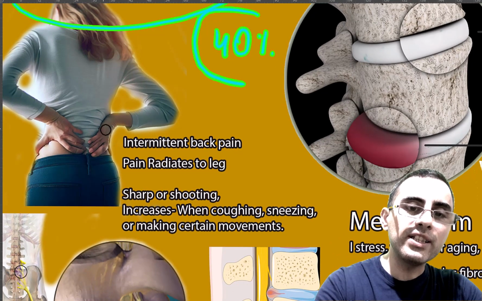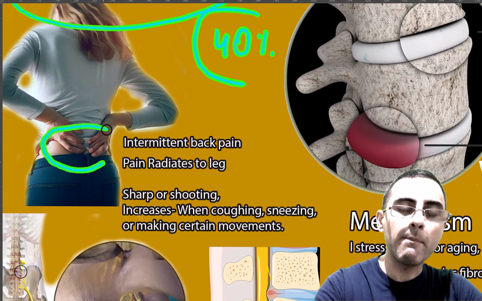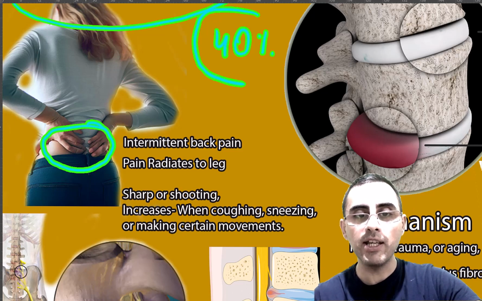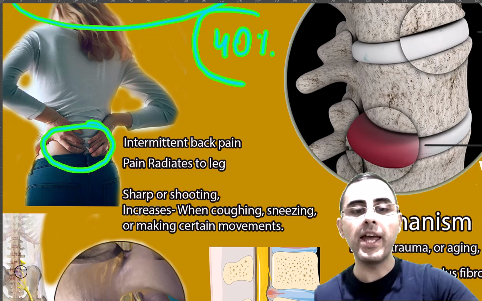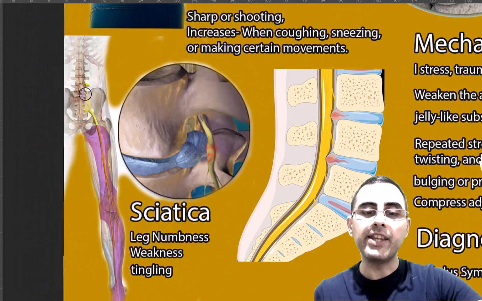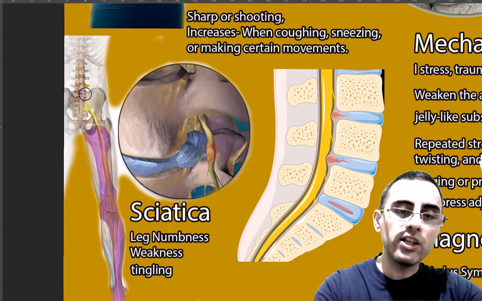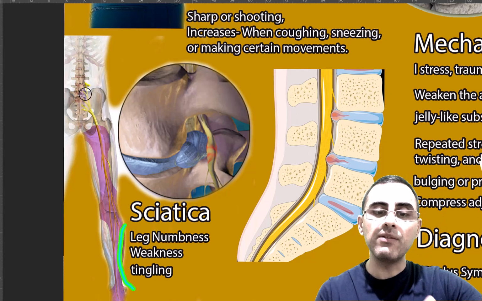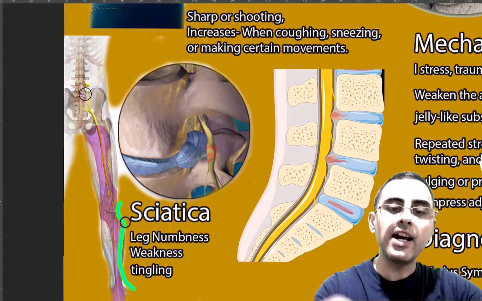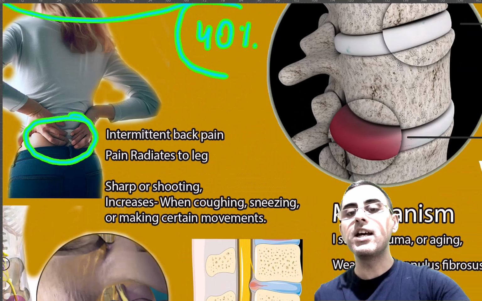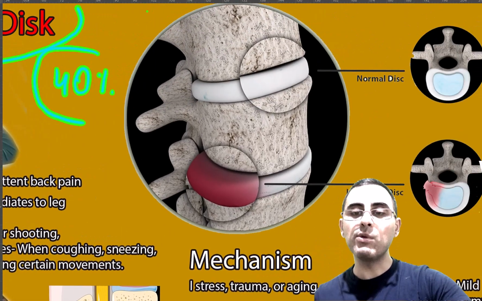It usually starts as intermittent back pain, but this pain intensity increases over time. Pain radiates to the leg, causing leg pain, also leg numbness, weakness and tingling sensation. This combination of symptoms, like leg pain, leg numbness, weakness and tingling, is called sciatica, and it's highly suggestive of herniated disc. Now let's explain what the mechanism is.